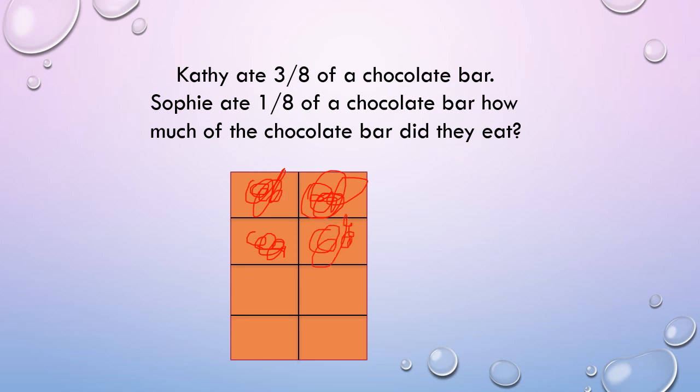So how much of the chocolate bar did they eat? In other words, how much is selected from these 8 squares? So there's 1, 2, 3, 4 selected. So they ate 4 pieces of the 8 pieces. So they ate 4/8 of the chocolate bar.